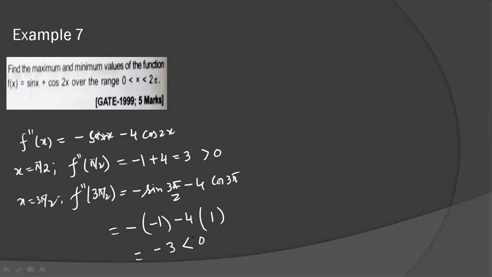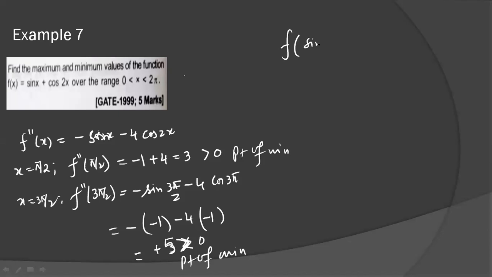3 pi by 2 will give you minus sine 3 pi by 2. So it will be sine of 180 plus theta, minus sine theta, so plus 1. And it will give you cos 3 pi, which is again minus 1. So it will be plus 5. It is greater than 0. It is a point of minima here. So now you have 2 points of minima, x equal to pi by 2 and 3 pi by 2.